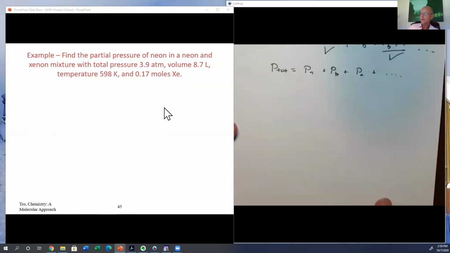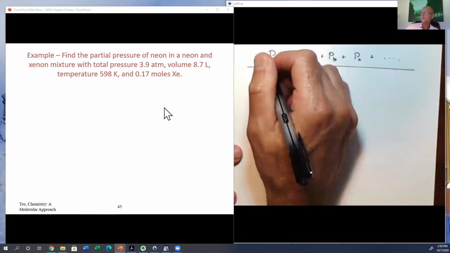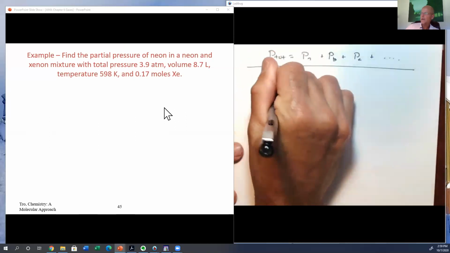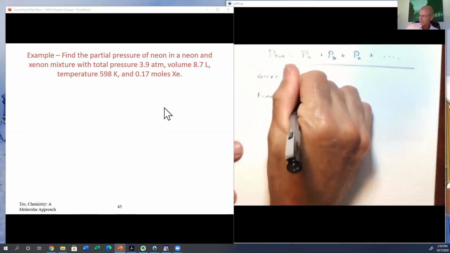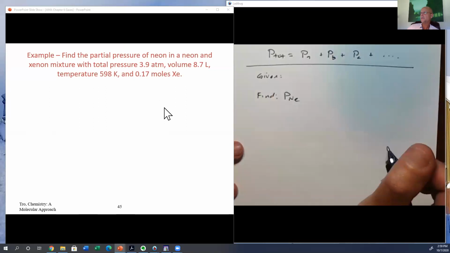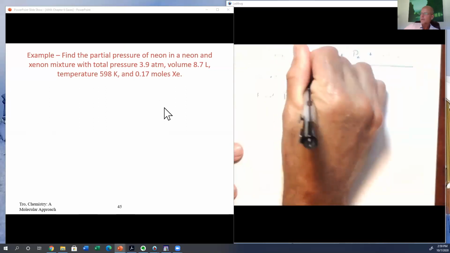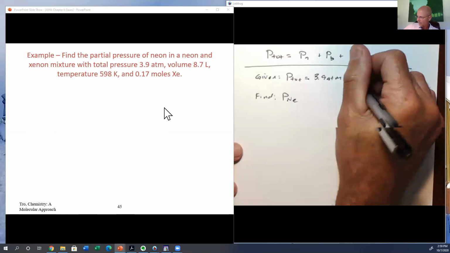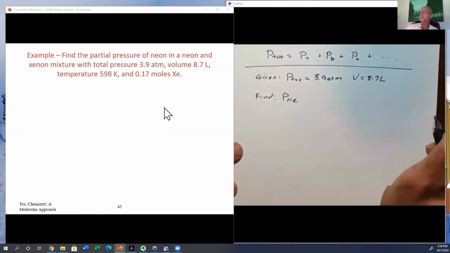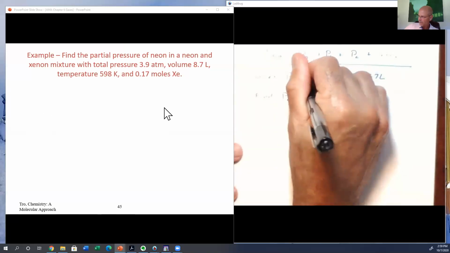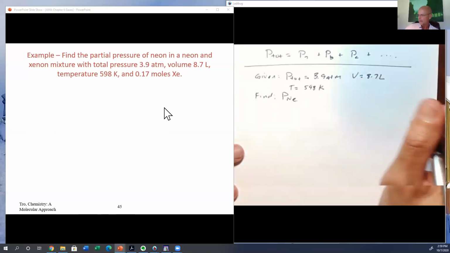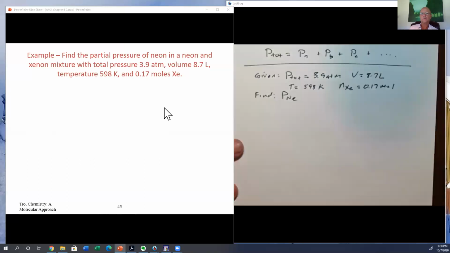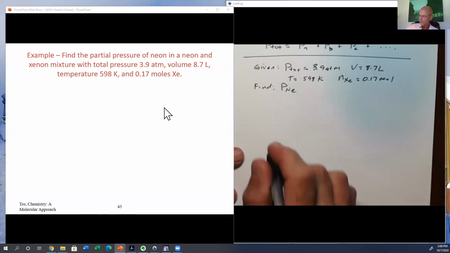All right, so let's do an example. Given, we're trying to find the partial pressure of neon in a neon and xenon mixture with a total pressure equal to 3.9 atmospheres, a volume equal to 8.7 liters, a temperature of 598 Kelvin, and xenon equal to 0.17 moles. All right, so we're given all that. We're trying to find the partial pressure of neon.